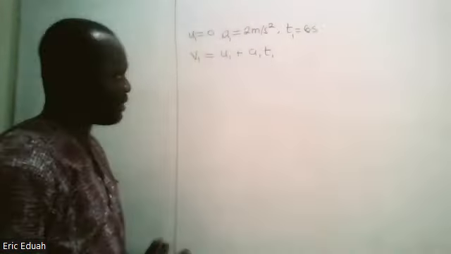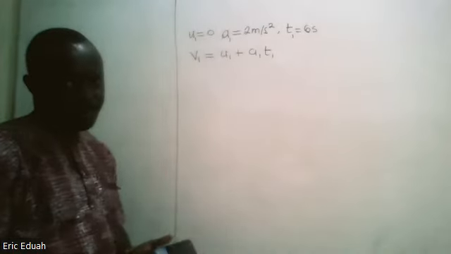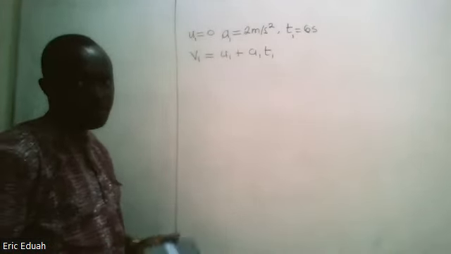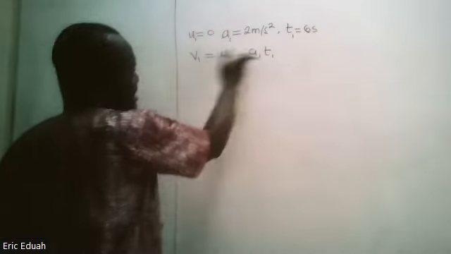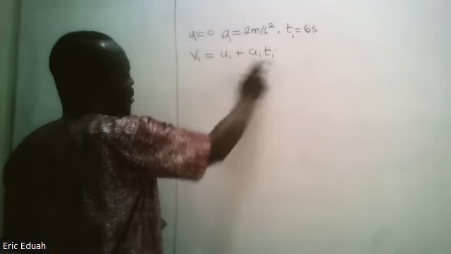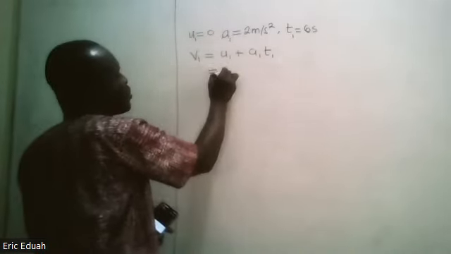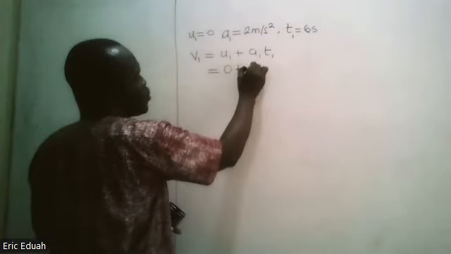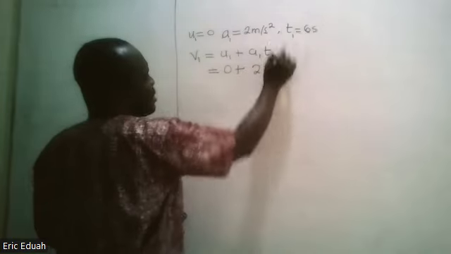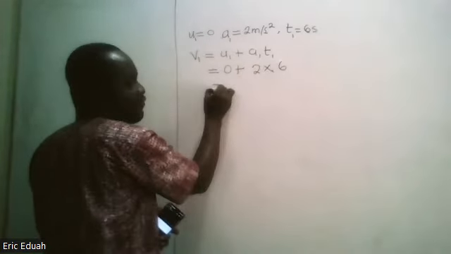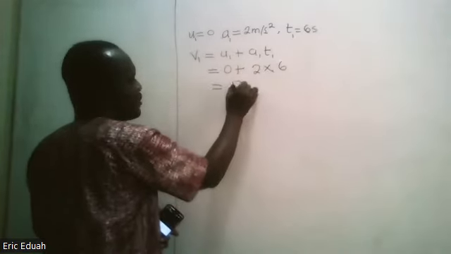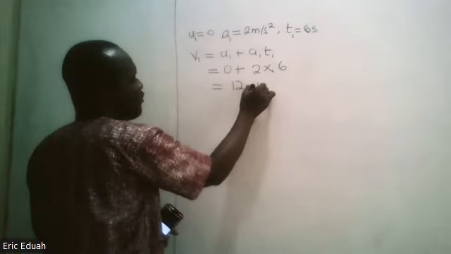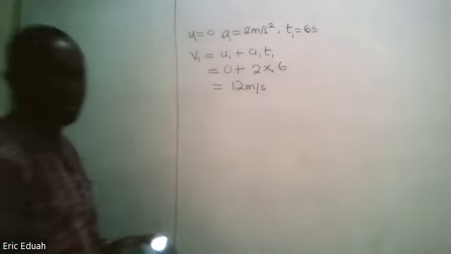Are we okay? Yes, please. Hence the use of 1, 1, 1. So v1 will be equal to u, which is 0, plus a1, which is 2, times t1, which is 6. Therefore, the final velocity when the body accelerates will be equal to 12 meters per second.